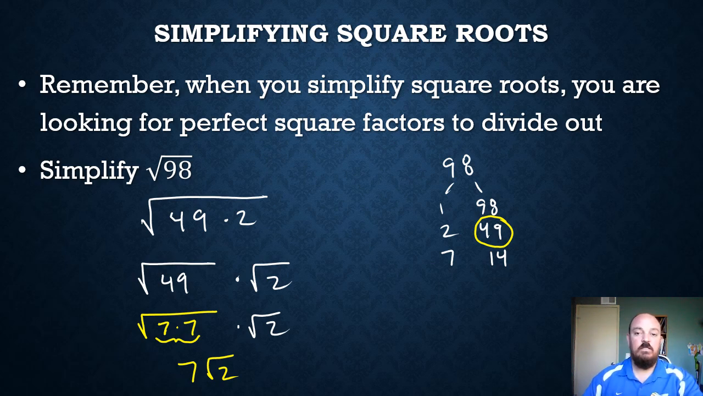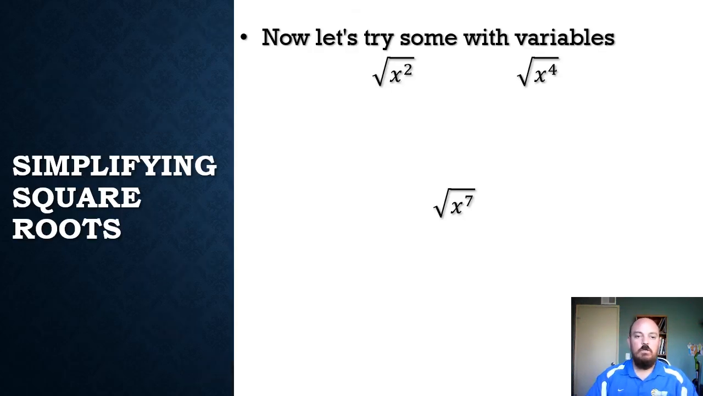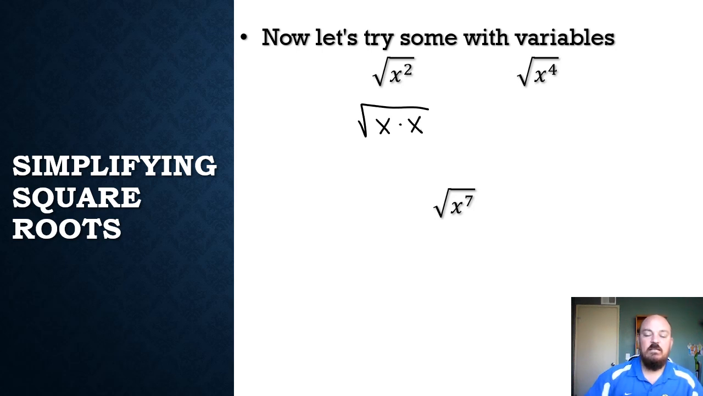All right, so let's do that. Let's switch to variables now. We're going to simplify these 3 radicals with variables. So we'll do the square root of x squared, we'll do the square root of x to the 4th, and we'll do the square root of x to the 7th. And what I'm going to do for each one is I'm going to write them out. Like x squared means x times x. And all of a sudden you go, well, that looks just like my 7 times 7 from before.